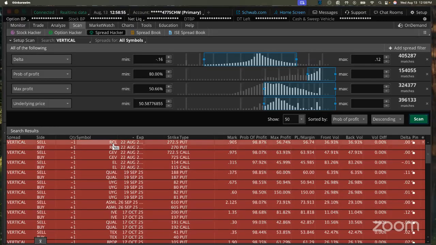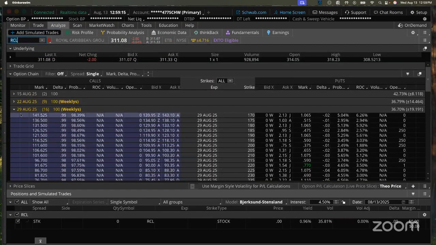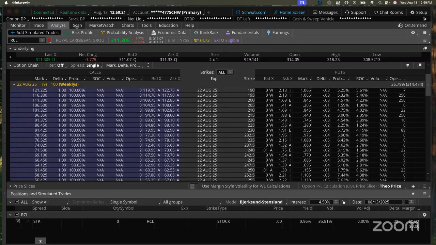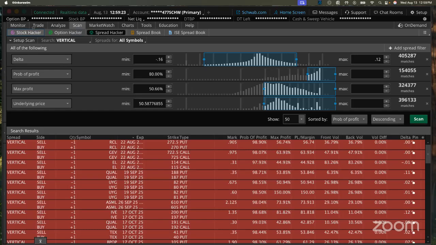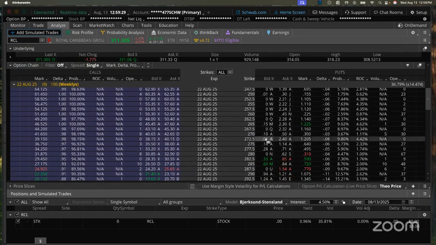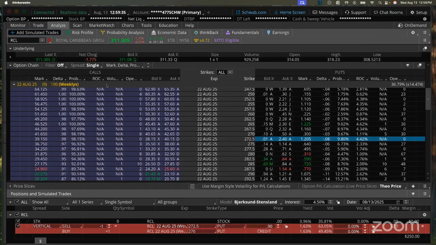And so here's Royal Caribbean for August 22nd. That's a week and plus out. The 272 put. I don't know why it's catching the delta here for the 276. So 272 put. My bet is Royal Caribbean at the 22nd. Yeah, and we're sitting here at an 8 delta. No, take that back. It's 90 cents.